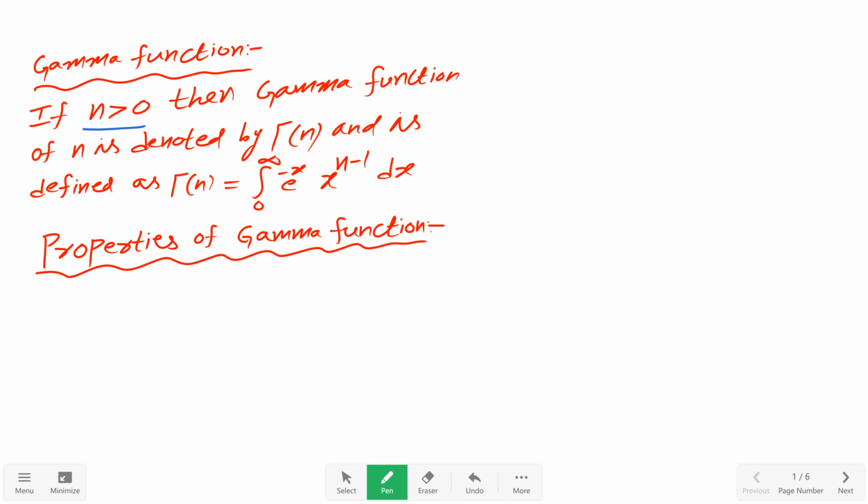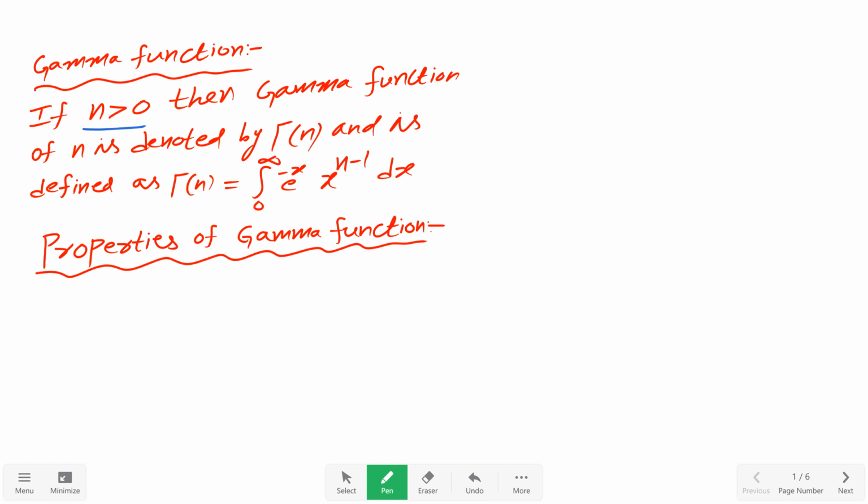Right now in this improper integral we have two terms, one is exponential and another one is an algebraic term. The power of the algebraic term is n minus 1, and we can write that as gamma of n. Here the power of the exponential function must be in the form of minus x, then only you can write that as gamma of n.